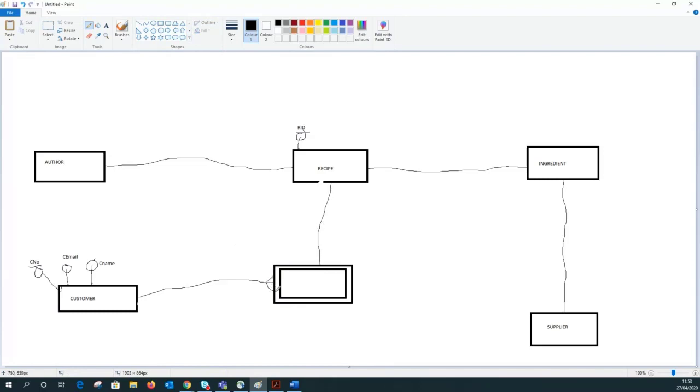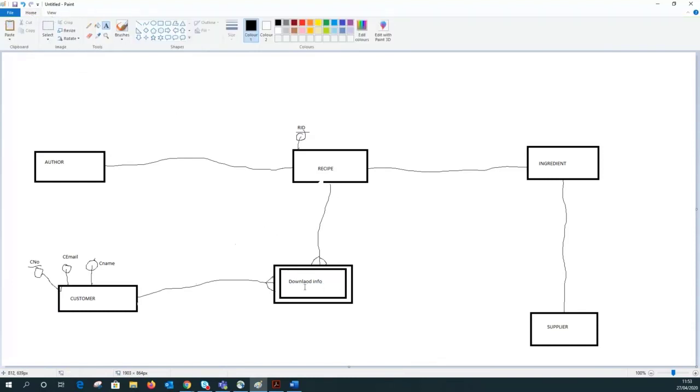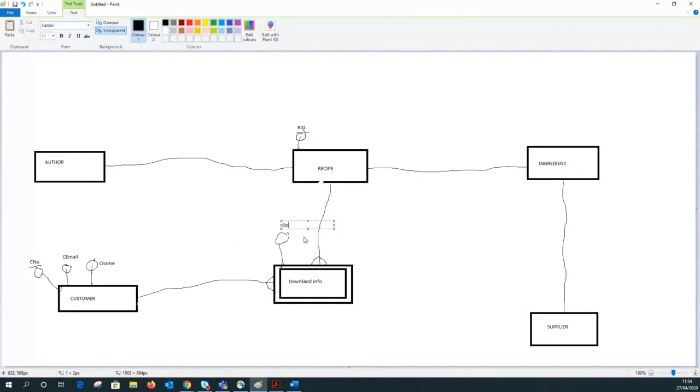So when you create the weak entity, the many side is always attached to the weak entity side. So actually what we are going to record here is the download information, simply. So that is the information we recorded in this weak entity. Then we record the download date.